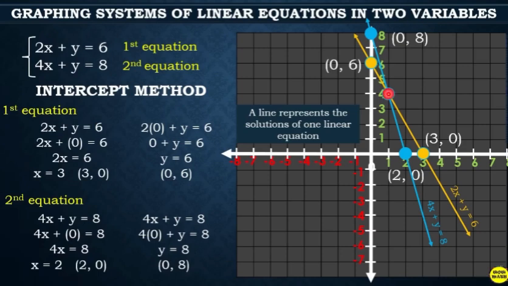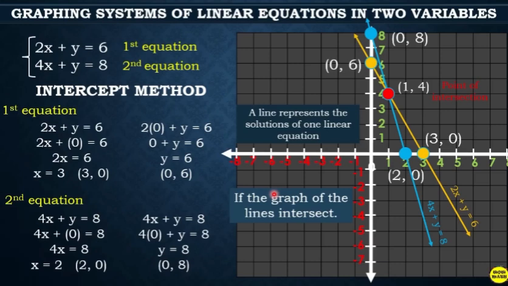intersection. So, ito po siya. And that is (1, 4). Tama? (1, 4). So, this is your point of intersection. Now, remember na kung ano po ang intersection ng both lines mo o both graph of the equations, that is your solution. Okay?